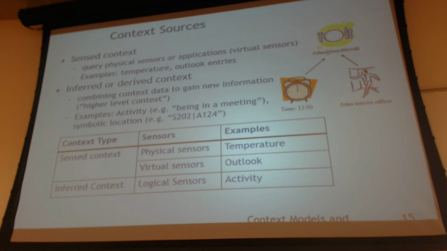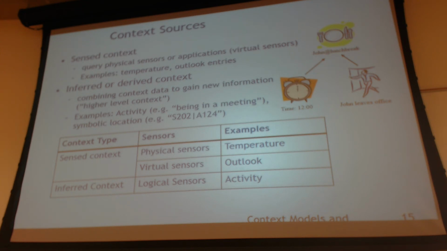So these are two different types of context. Sensed context can be physical sensors or virtual sensors. Inferred context are logical sensors. One of the inferred contexts can be running, walking, or sitting. That is your assignment 3. In assignment 3, based on the accelerometer data that you collect in assignment 2, you have to classify whether the person was running, sitting, or walking. Those are inferred context, those are logical sensors. These are different context sources.